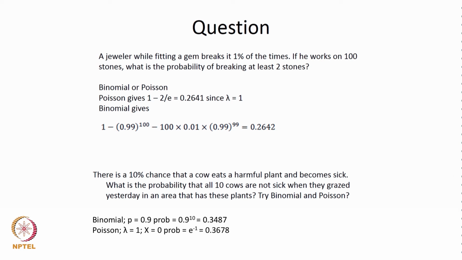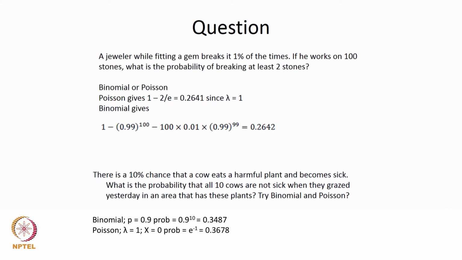Now if we use binomial, then we would have 1 minus the probability of 0 breaks and 1 break, so 1 minus 0.99^100 minus 100C1, which is 100 into 0.01 into 0.99^99, which on simplification gives us 0.2642. So we observe that in this instance, approaching it as binomial or as Poisson gives us the same probability.